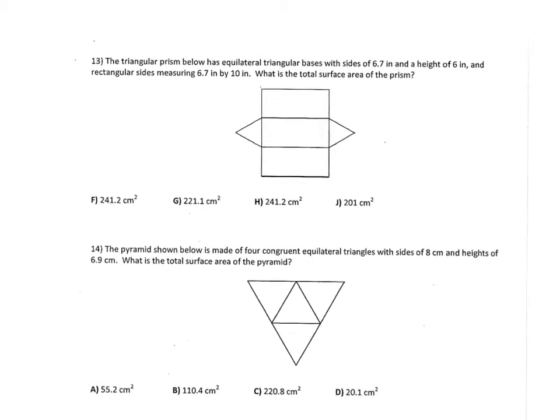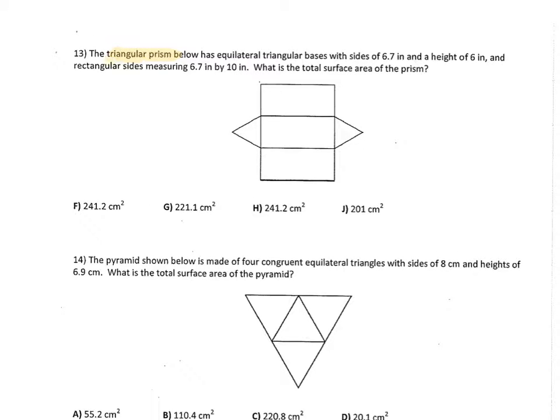Number 13. The triangular prism shown below has equilateral triangular bases with sides of 6.7, a height of 6, and rectangular sides measuring 6.7 by 10. What's the total surface area? So every piece, finding the area and adding them all together.